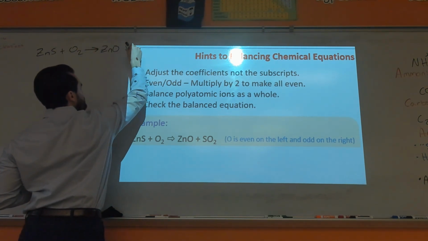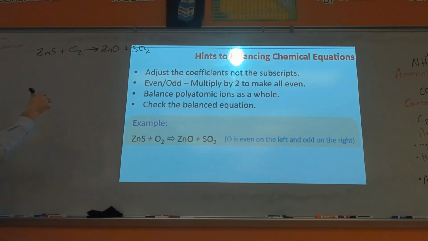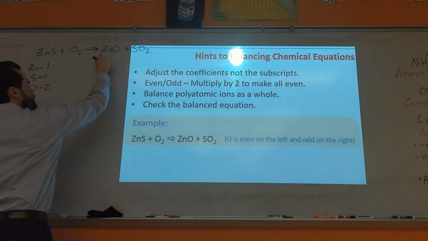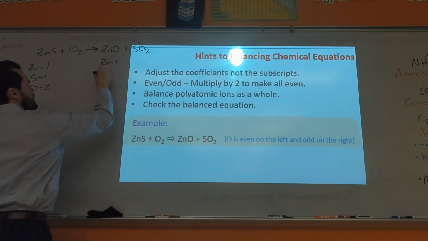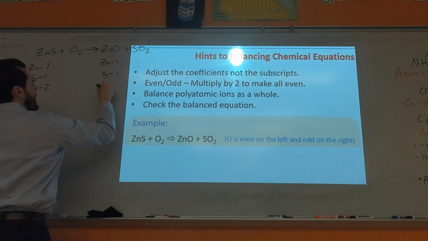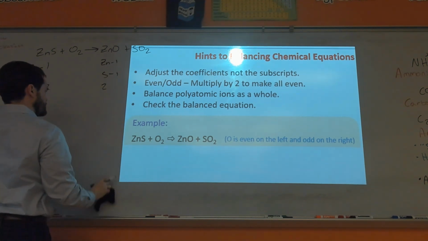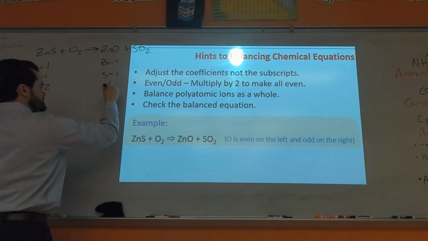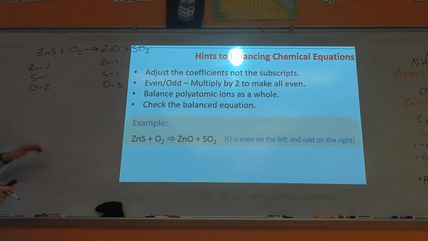Plus SO2. If we take count of everything, we have 1 zinc, 1 sulfur, and 2 oxygens in our reactants. In the products, you have 1 zinc, 1 sulfur, and 3 oxygens. So our issue is the oxygens. To balance the oxygens, this is what you cannot do. You can't just say, oh, I'll just make that a 3.